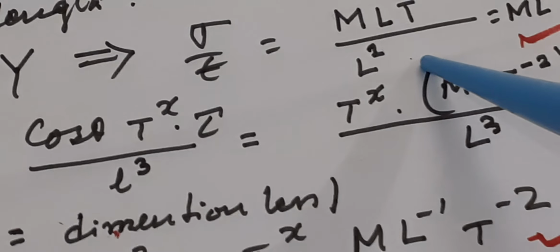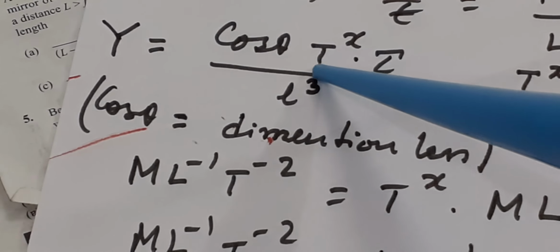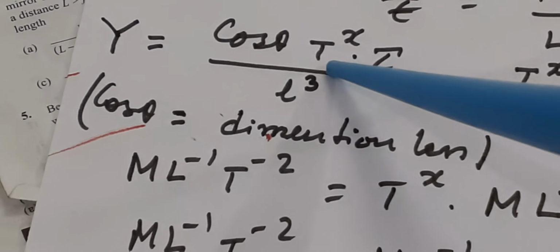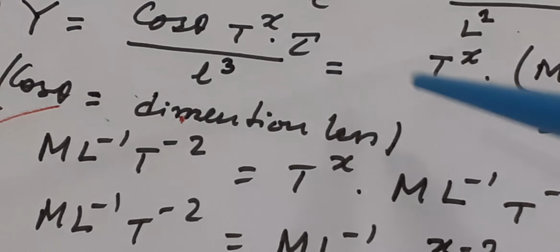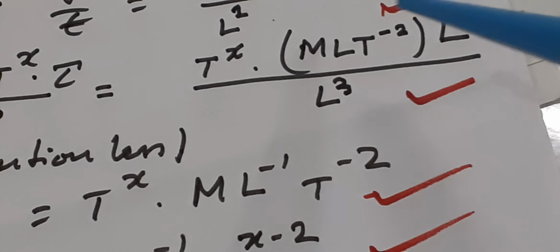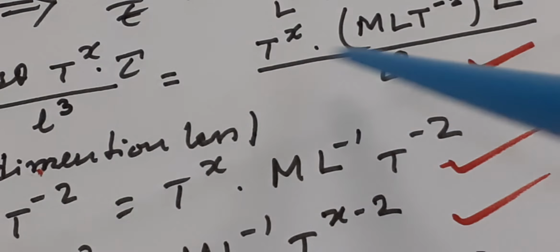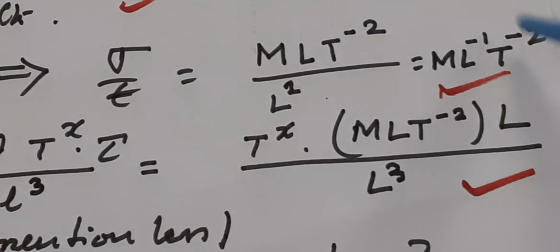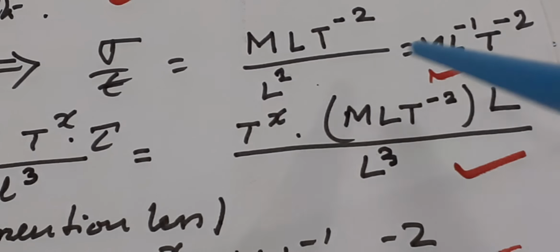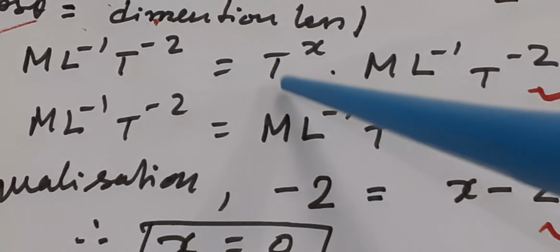Now you have to substitute here, because cos theta is a dimensionless quantity, being a ratio of two sides. T is the time period, that means T to the power x will be there, and tau is torque, which is force into displacement, that means M L square T to the power minus 2, divided by L cube. From here we can equate with this one. Now we will get this type of expression for Young's modulus.